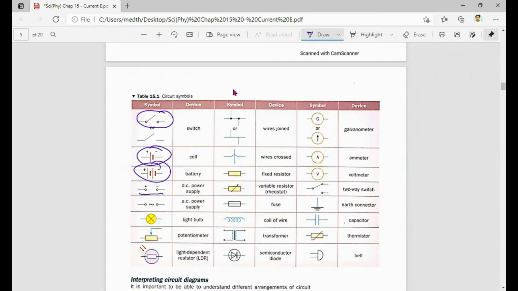DC power supply, AC power supply. The difference between these two is that for DC, the positive and negative terminals of the current are fixed, whereas for AC power supply, it is alternating current.